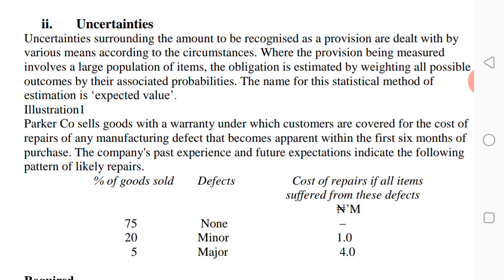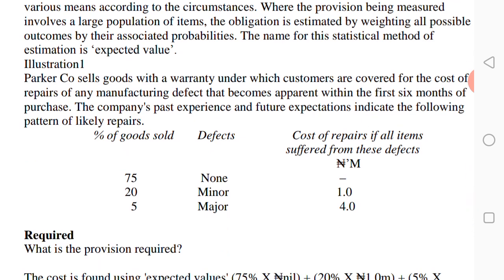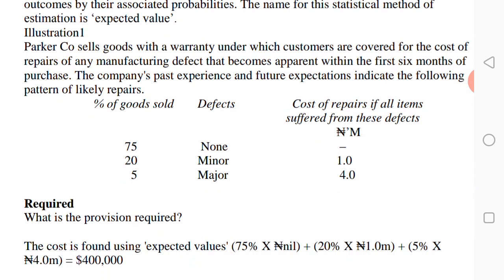So from that, they said in percentage, 75% of goods sold, none will be defective. That means none of them gets spoiled or needs repairs. They said 20% of the goods sold will need minor repairs, and 5% of the goods sold will need major repairs. So what is the obligation?